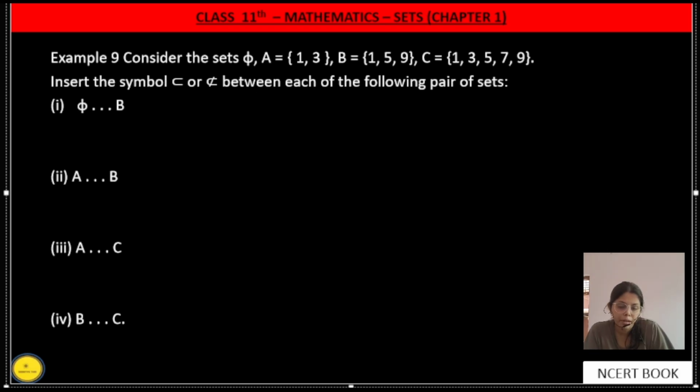Here is an example. Consider the sets phi, A, B, C. Now we have to insert the symbol, is a subset or not a subset. Number one is phi blank B.